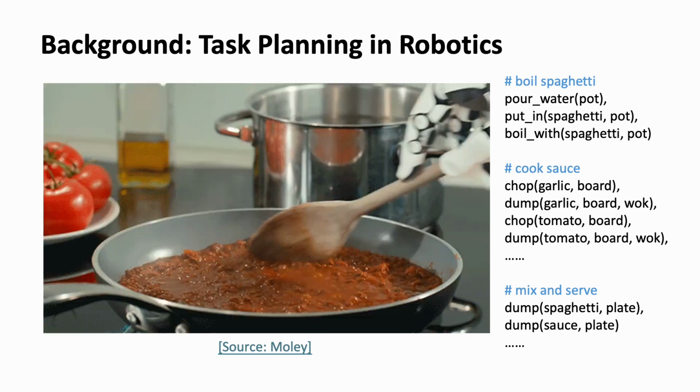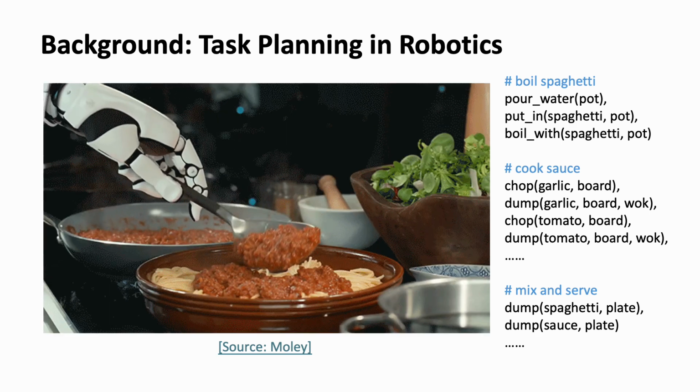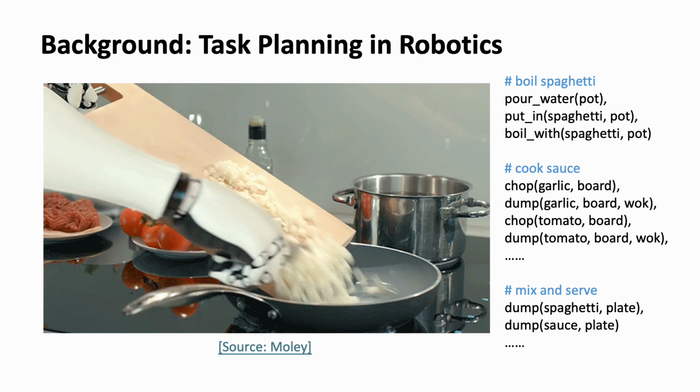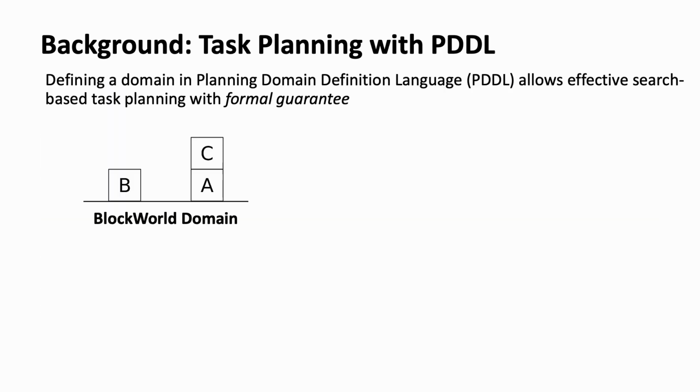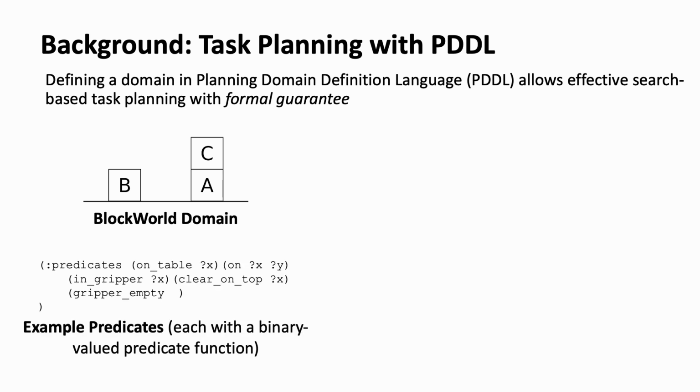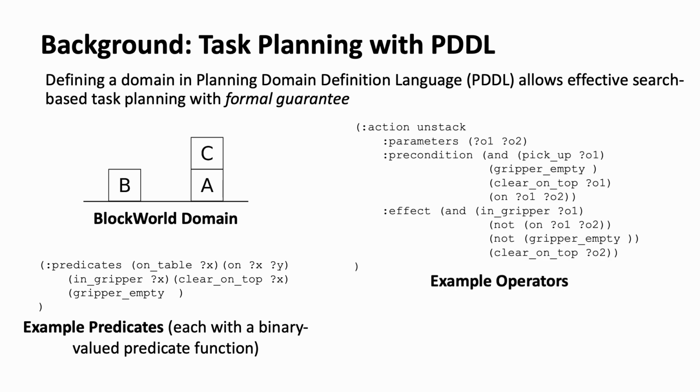Many household tasks, such as cooking spaghetti, require robots to plan a long sequence of actions. This problem is known as task planning. Traditionally, task planning relies on a symbolic planning domain defined in PDDL, Planning Domain Definition Language. A PDDL domain consists of predicates that define important symbolic relations and operators that describe action preconditions and effects. Notably, each predicate is associated with a binary-valued predicate function that classifies whether the relation holds or not given raw observations.